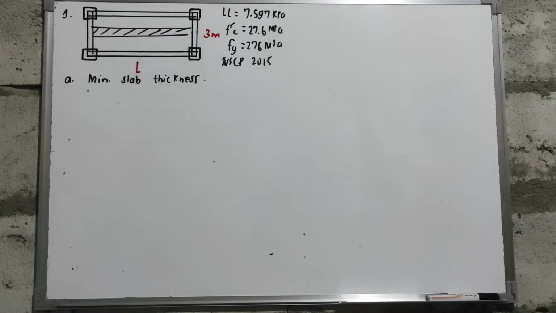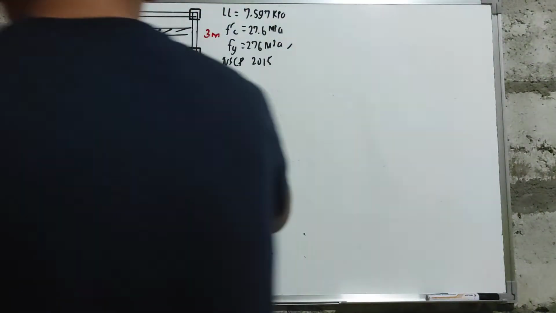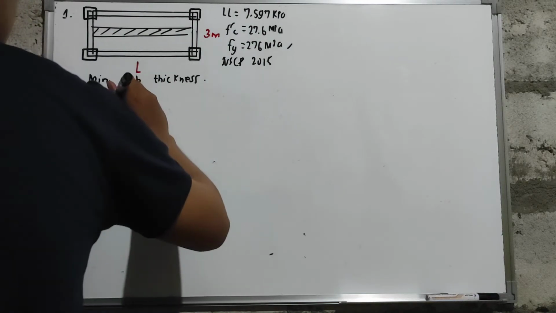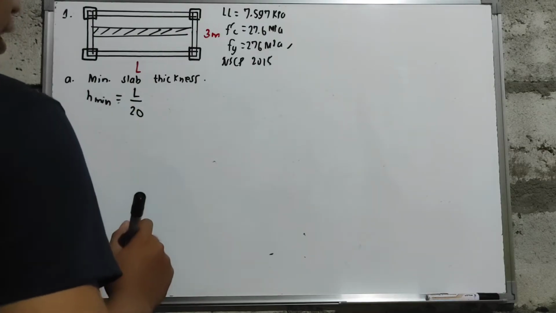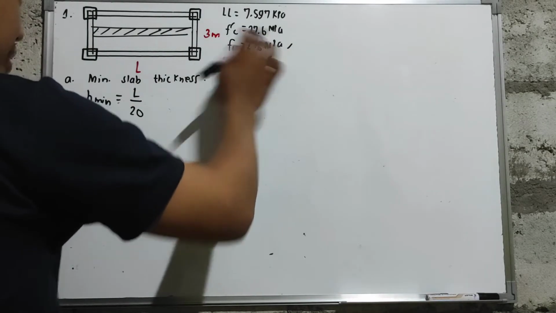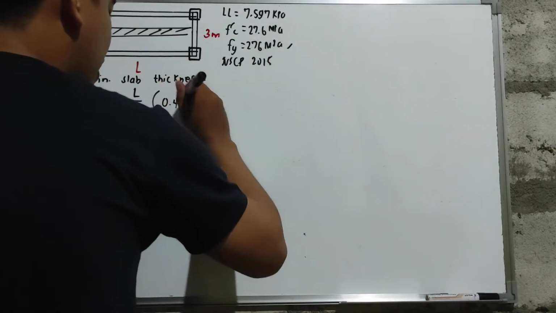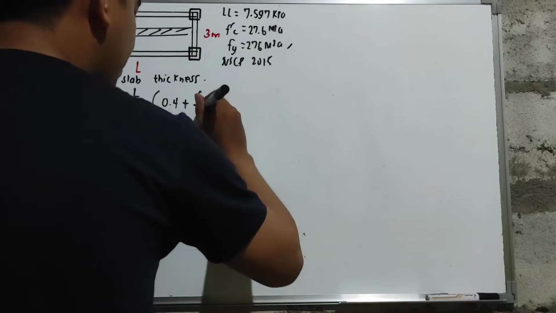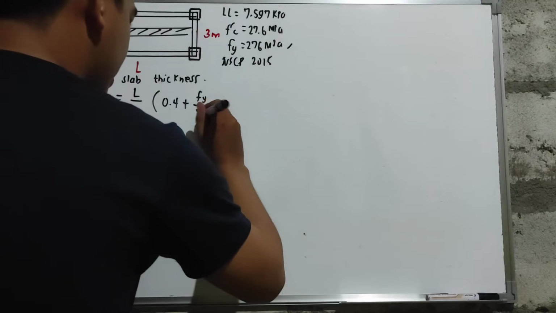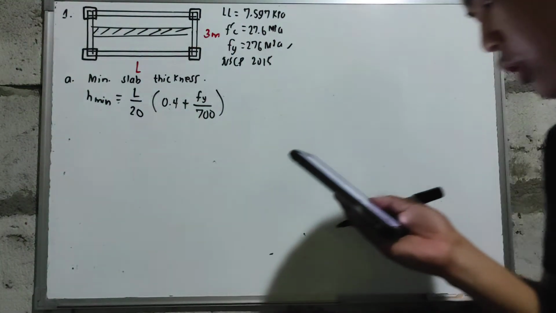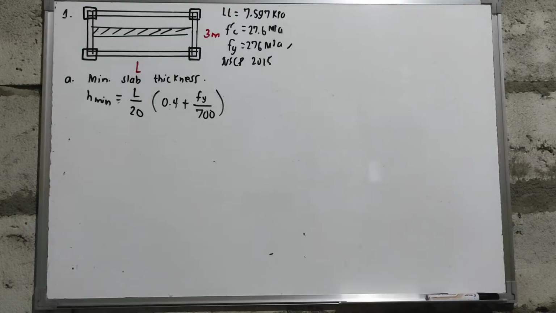Kaso nga lang, yung Fy natin, it is not equal to 420 megapascal. So kapag meron tayong 420 megapascal, di ba, yung dapat na H minimum natin dyan, o yung minimum thickness of your slab, that is L over 20. Kaso nga lang, since hindi 420 megapascal yung Fy natin, mag-multiply tayo ng 0.4 plus Fy over 700. So if we were going to use that formula, makakompute na ngayon natin yung minimum thickness of your slab.